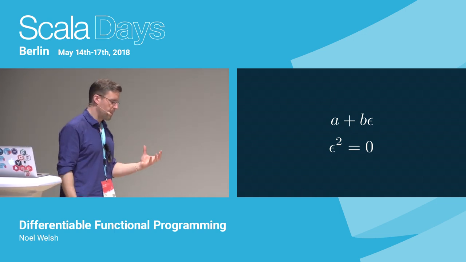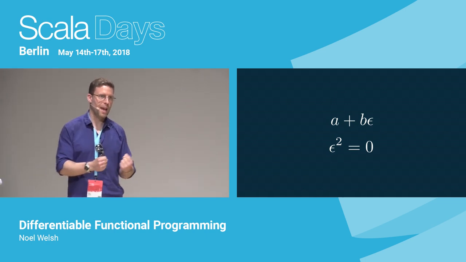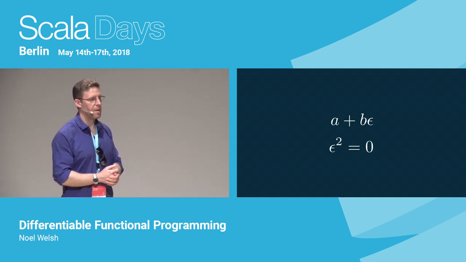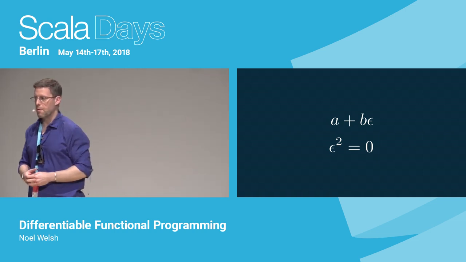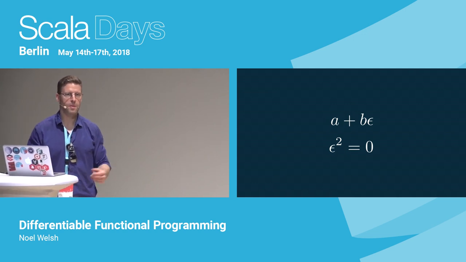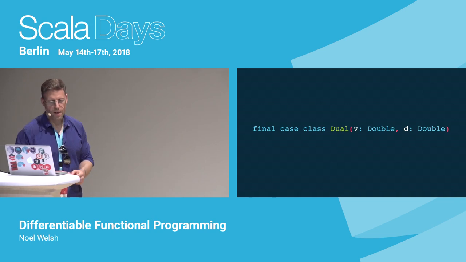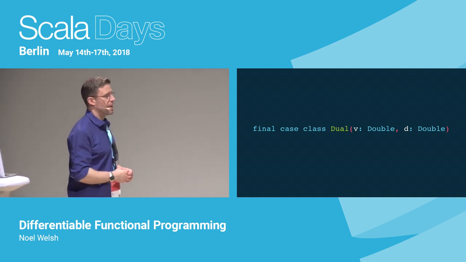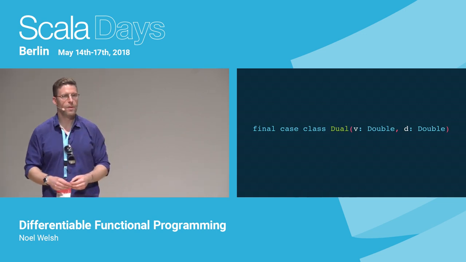So what we do is we're going to represent a number a with another little component which tags along with it, which is going to be this b epsilon term, which represents the derivative. And we have this rule: whenever you multiply two epsilon terms together, you get zero. So we can represent that in code like so. V is the value, the actual double, and D is the derivative so far.